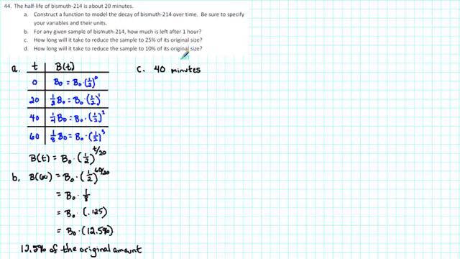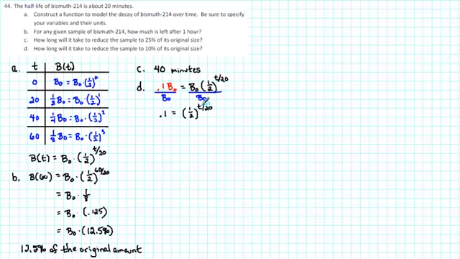But to narrow our time frame down even more, what we could do is to substitute 10% of the original amount for B of T. So we're going to substitute 0.1 times B sub 0 for B of T. And now we just need to solve the equation for T. So let's first of all divide both sides by B sub 0. That gives us 0.1 is equal to 1/2 raised to the T over 20.